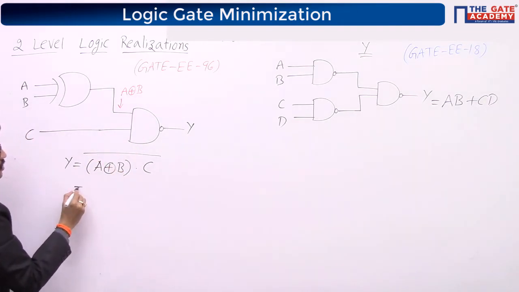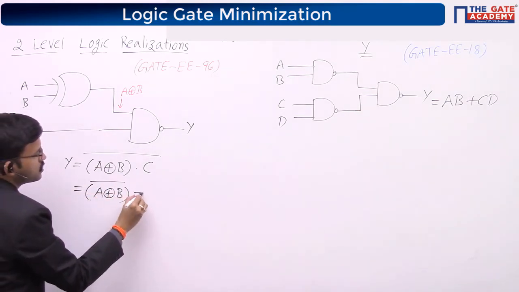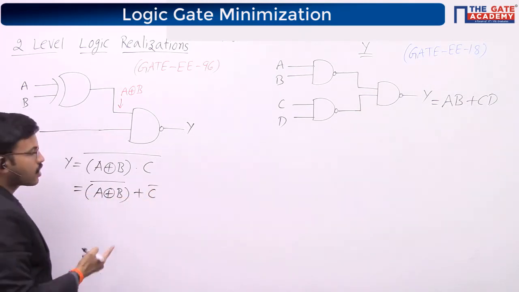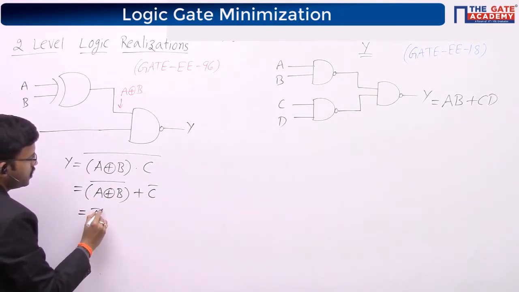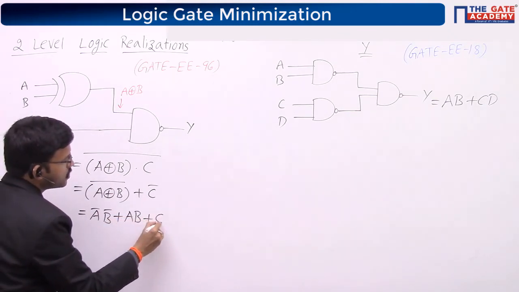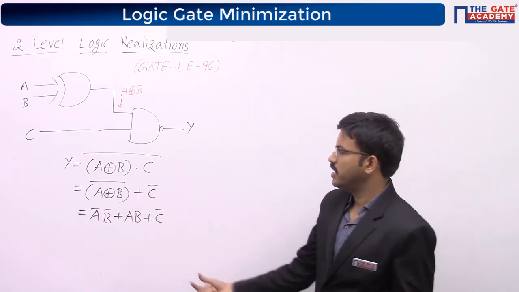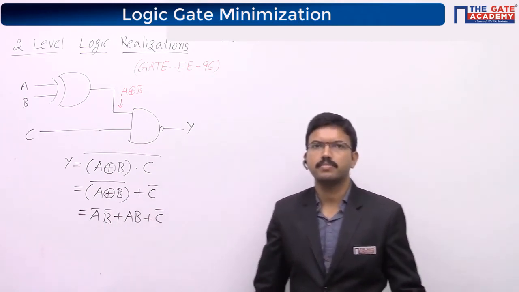Now apply De Morgan's law: first term complement plus second term complement. Complement of XOR is nothing but XNOR. So you can write A bar B bar plus AB plus C bar. Yeah, A XNOR B plus C bar, correct. A bar B bar plus AB plus C bar.